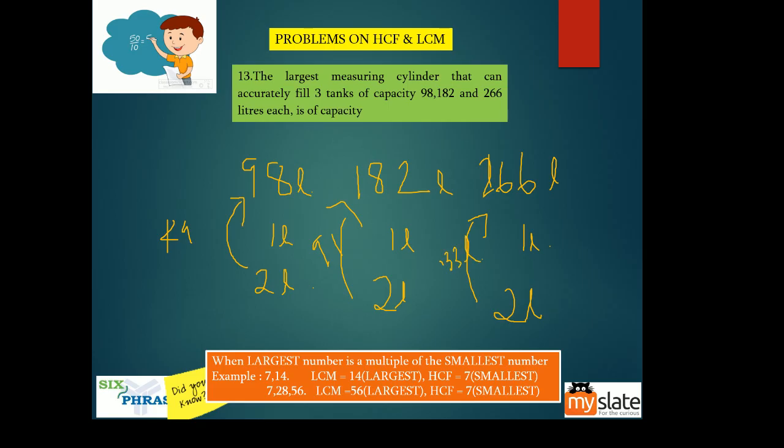Now if I increase this, let's see if we can do 3. Can we use 3 liters, guys, and fill this accurately? No, right? Using 3 liters you cannot fill this because 98 is not divisible by 3. So you are seeing that we are looking at the factors of these numbers. When you are looking at the factors of these numbers, and especially when they ask for the largest such number, it means we are dealing with HCF, the highest common factor. So just find the HCF of these numbers and you will get the answer.